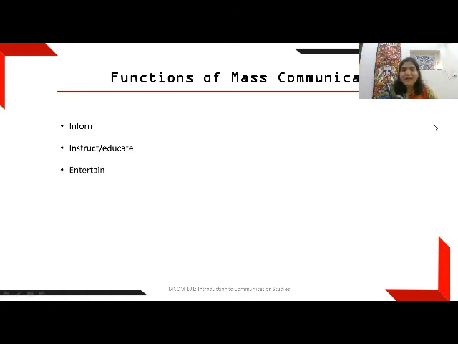Entertain, of course, entertainment. That is the basic function of mass communication as well. We all watch television or movies or listen to music on radio or otherwise as well, just to get entertained. Okay, so entertainment is a huge function.